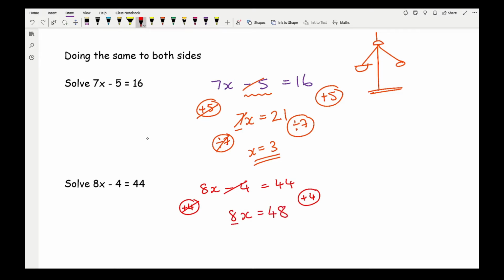Then I want to get rid of the 8. So the 8 is multiplying x, so I divide by 8 on both sides. That cancels with that, so I'm left with x equals 48 divided by 8, which is 6, and there is my final answer.